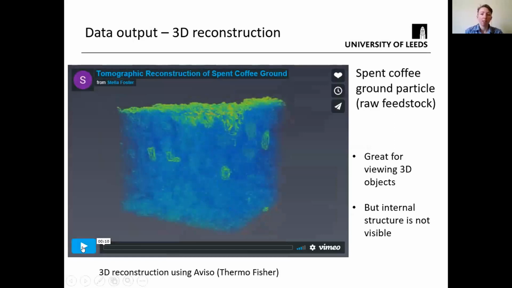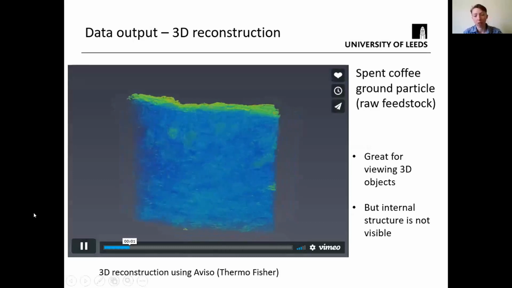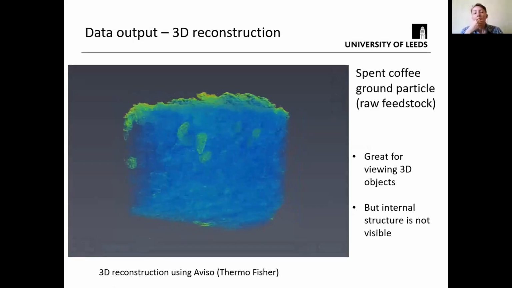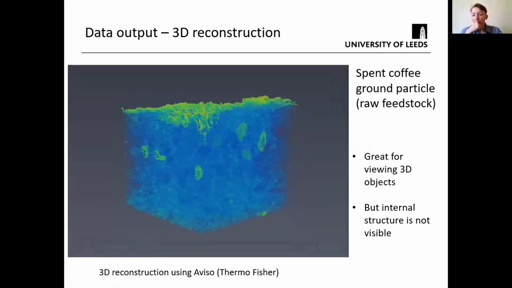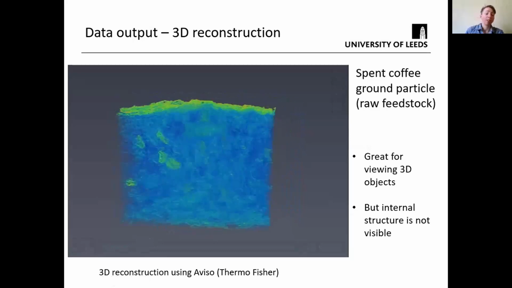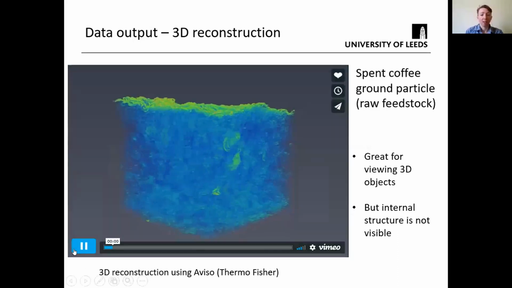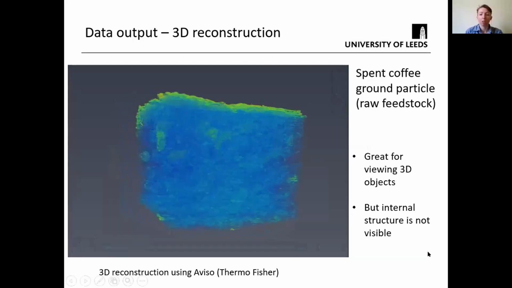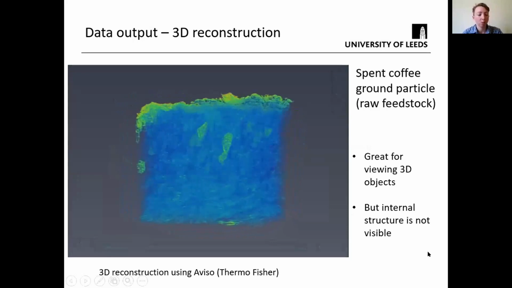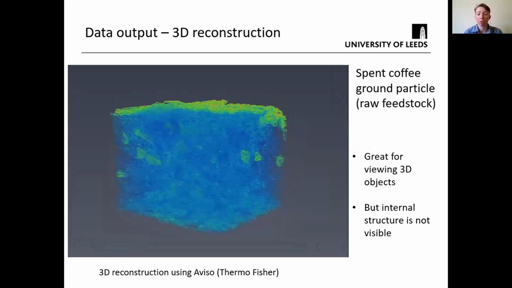This is the raw feedstock, the spent coffee ground particle, in false color, of course. Notice that the sides are quite planar. That's purely because the particle was larger than the field of view, not that the sides itself were so planar. So this is great for viewing objects with interesting outer structure, but for internal structure, not so useful.